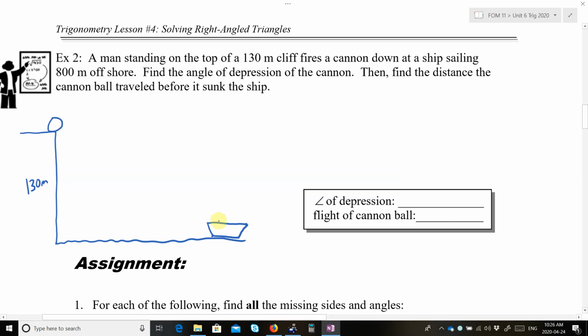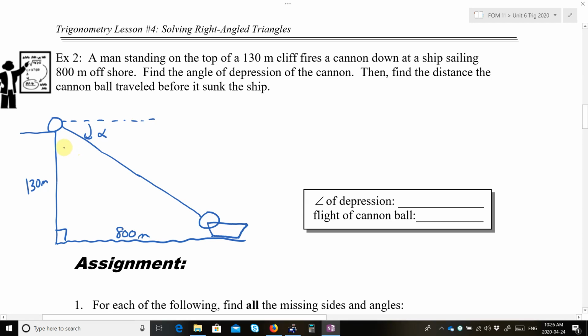So we're like this, and we're going to fire this down. And it says the ship is 800 meters offshore, so this is going to be 800 meters along here. There's our 90-degree angle. Find the angle of depression of the cannon. So remember, the angle of depression is the one that is down from the horizontal dotted line. So this is actually the angle of depression. Let's call that alpha. It's not inside the triangle.